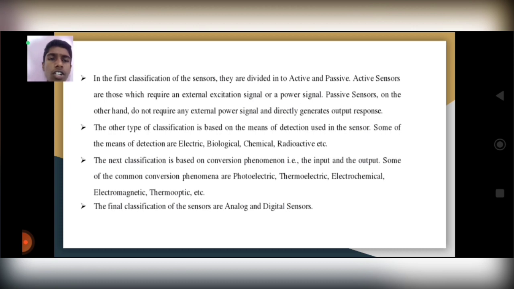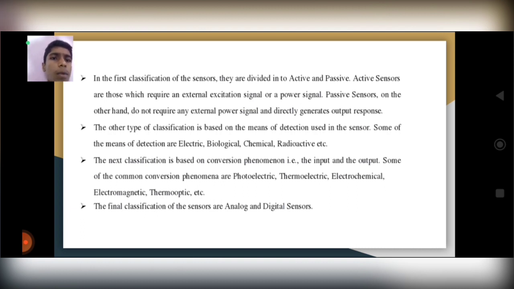In the first classification of sensors, they are divided into active and passive. Active sensors are those which require an external excitation signal or a power signal. Passive sensors are the other type and do not require any external power signal and directly generate an output response.